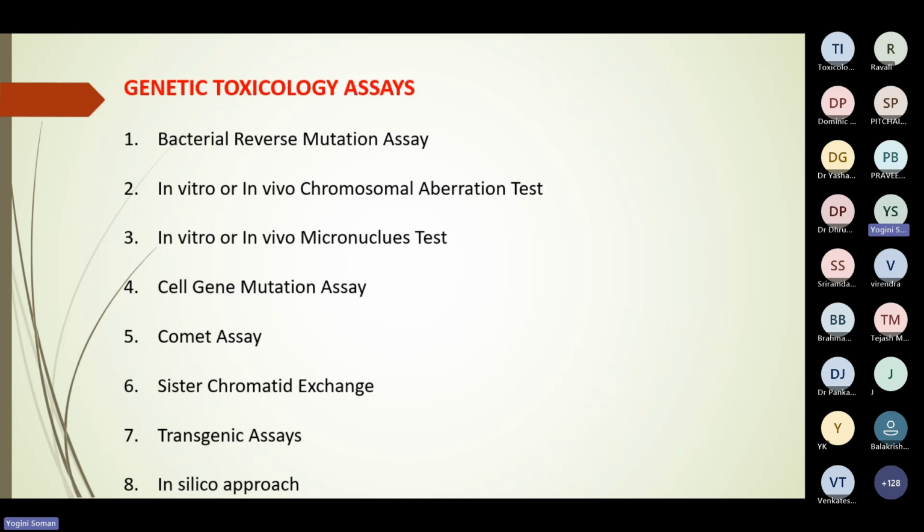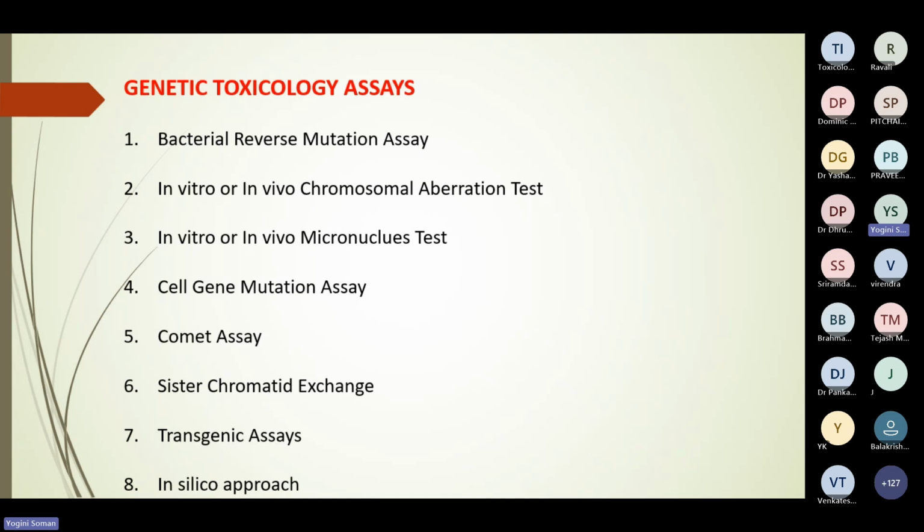The next is the in vitro or in vivo micronucleus test. For the in vitro micronucleus test, again, you can take a test system, that is human peripheral blood lymphocytes, or else you can use a cell line, the human lymphoblastoid cell line, TK6. And for in vivo, you can use rat or mice as a test system. The objective is to detect the clastogenic and the aneugenic potential of the test item.